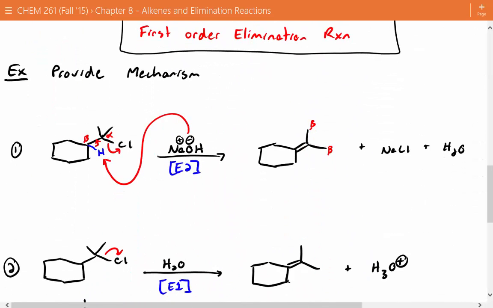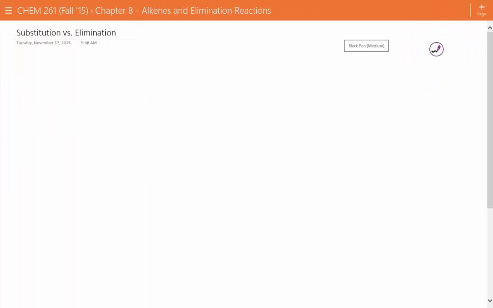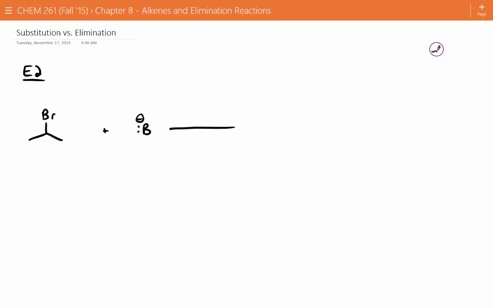All right, so let's continue on and compare substitution to elimination. This is one tricky part of this chapter, is if we look at these, they look really similar. So let's look at E2 again. Let's say I've got bromine here, and I've got a really good base. I'm going to just draw this as generic B-. What would our product look like? I'll give you guys a second to predict the product here.